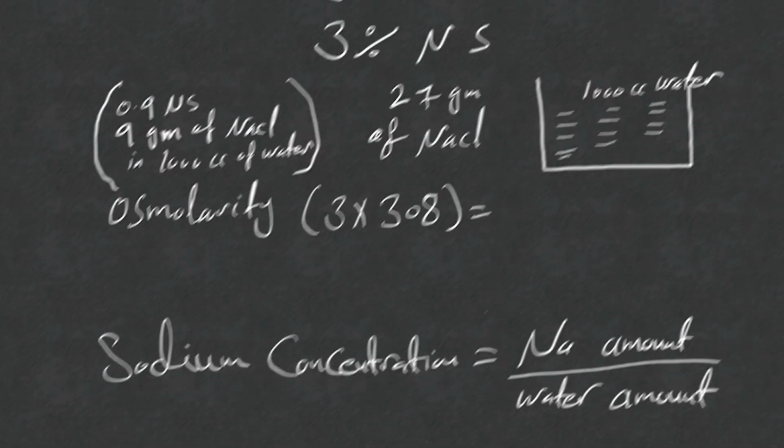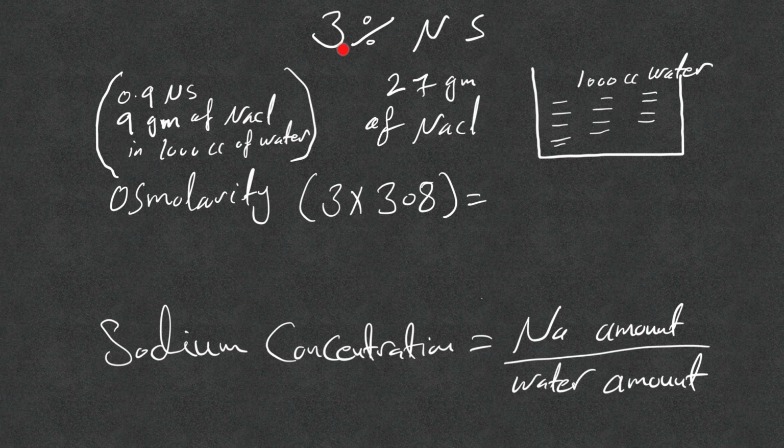Let's start. First, let's talk about 3% normal saline. As you probably know, we can make normal saline by mixing 9 grams of sodium chloride tablets in 1000 cc of free water. So to make 3% normal saline, simply 9 times 3, we mix approximately 27 grams of sodium chloride in the same amount, 1000 cc of free water.